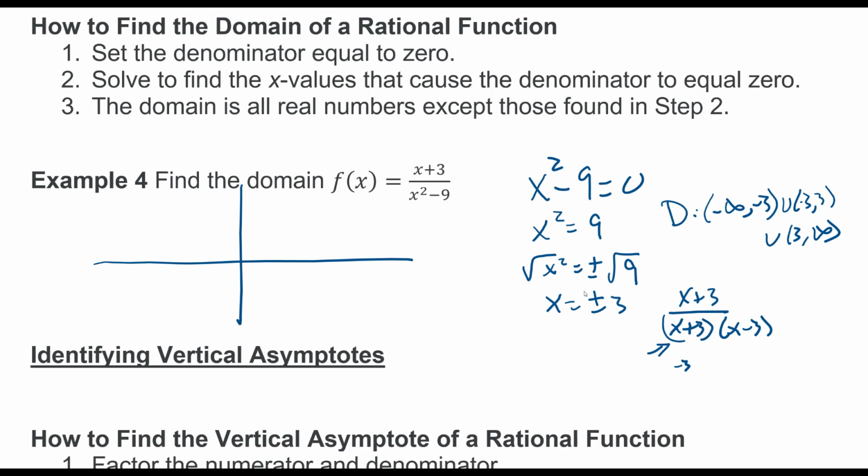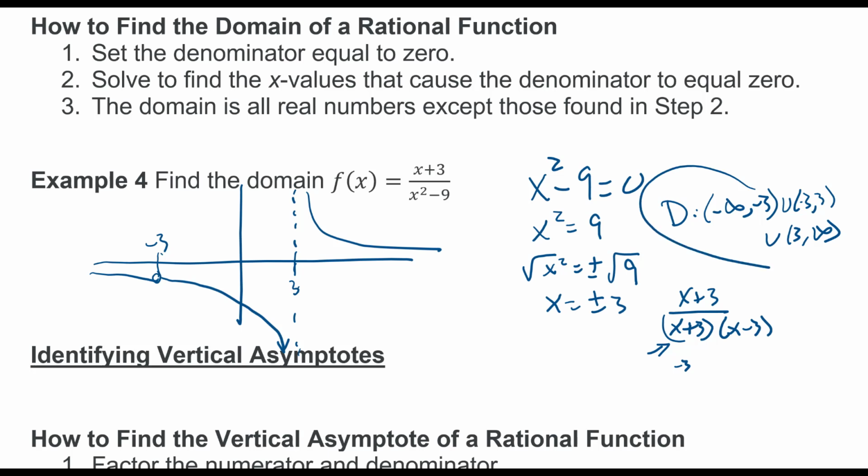So our graph would look something like, let's call this 3, vertical asymptote here. So there wouldn't be a vertical asymptote at negative 3, but the curve will have a hole. And like I said, we'll talk more about this in a few videos from now. You get a hole there, and you get this here. Okay, but this is the domain that we're after.